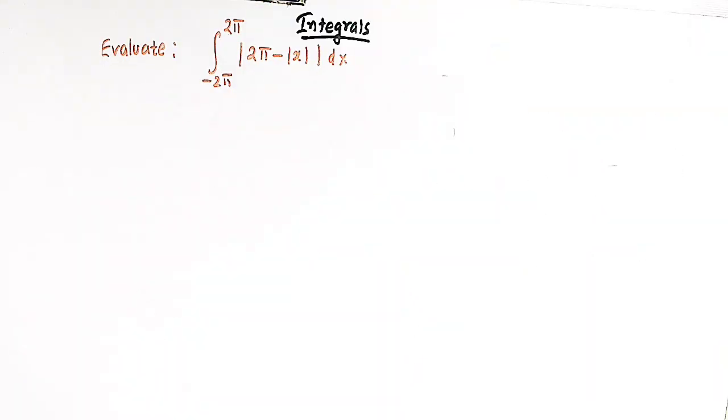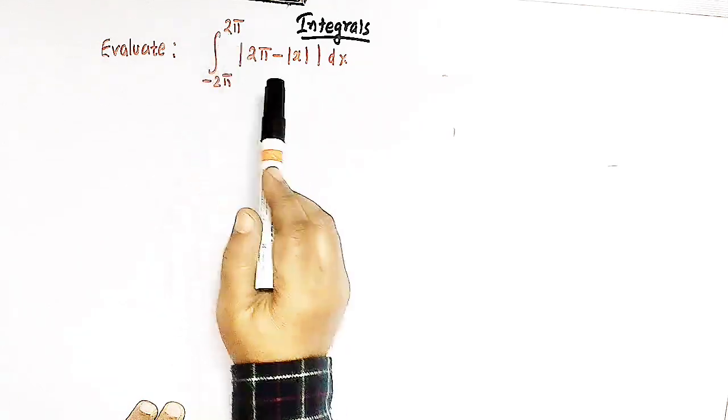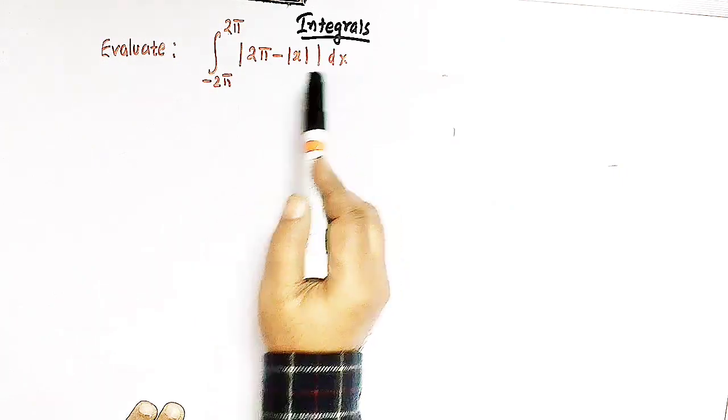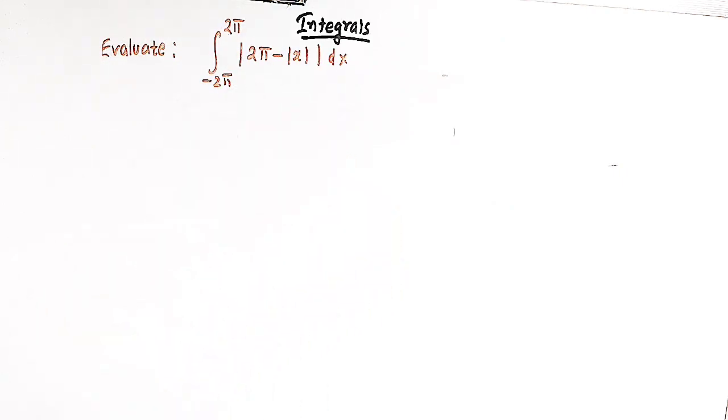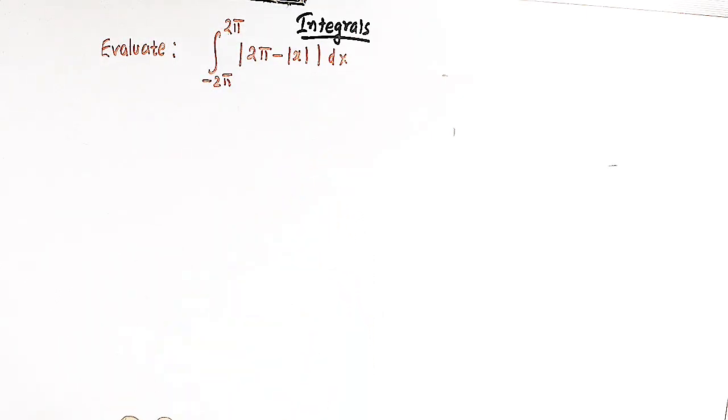Hello viewers, in today's session we are going to discuss another important and conceptual problem from definite integrals, and in this class we are going to evaluate this definite integral that is from minus 2 pi to 2 pi, and here we have mod of 2 pi minus mod of x and dx, right? So let us see how we can easily evaluate this definite integral by using two concepts. The first one is the definition of mod function, and the second one is the property of definite integrals, right?